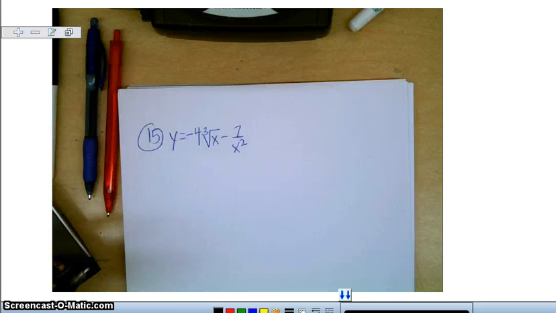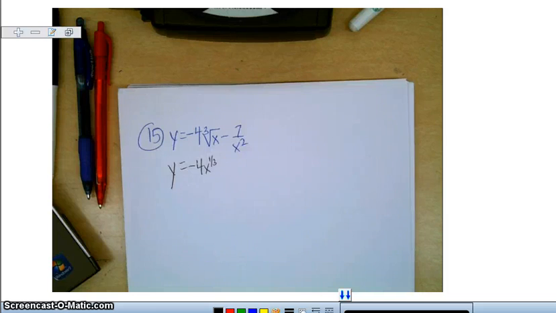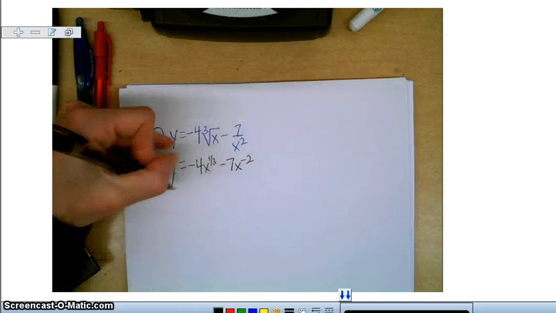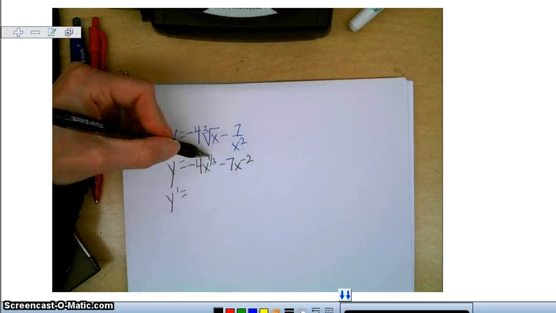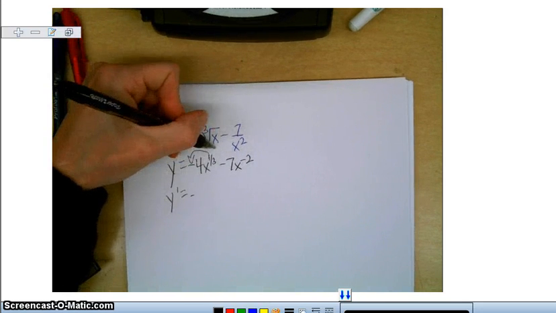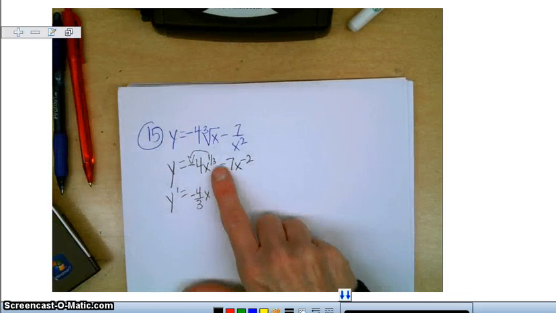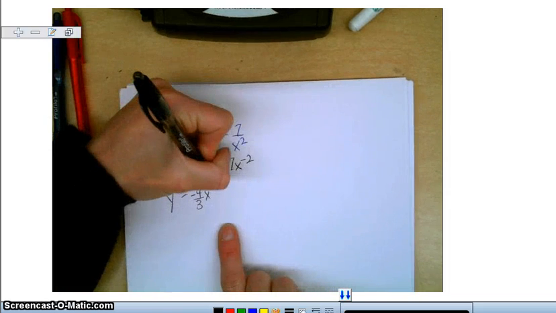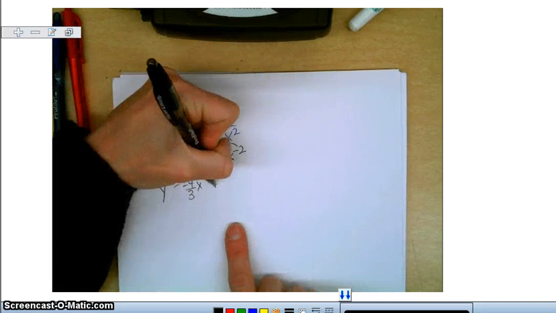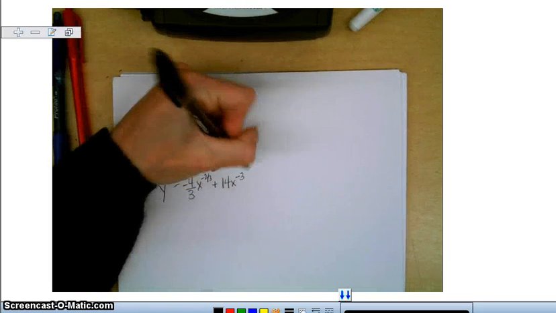If I rewrite my function as y equals negative 4x to the 1/3 power, and then minus 7x to the negative 2 power, now I can just use the power rule to find the derivative. So if I multiply 1/3 times negative 4, I get negative 4/3. And then I subtract 1 from that power, it gives me negative 2/3. In this term, I'm going to multiply by the power, so that gives me plus 14. Subtract 1 from the power, which gives me negative 3.